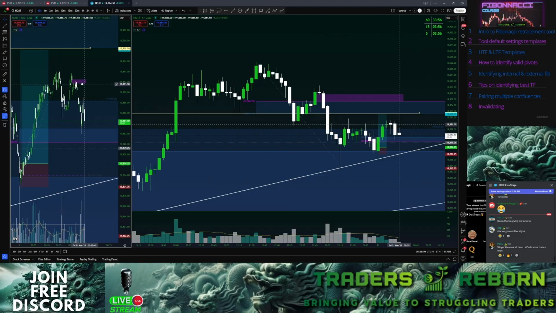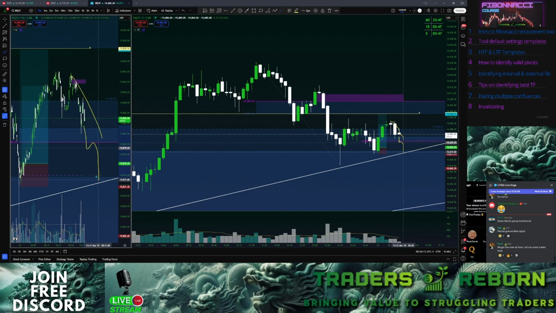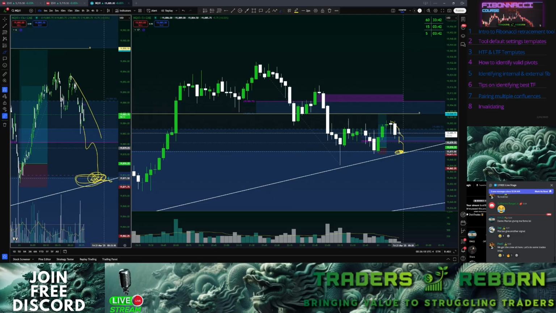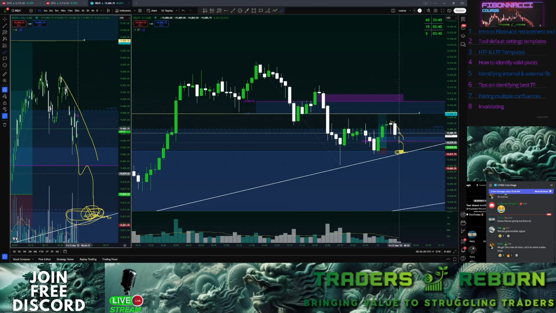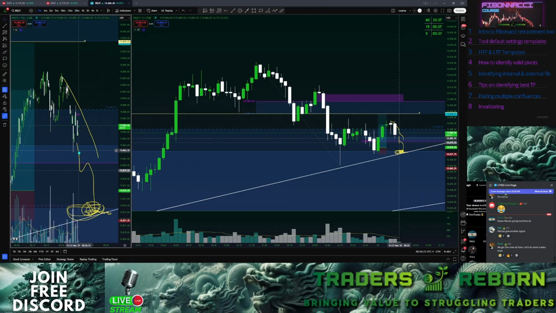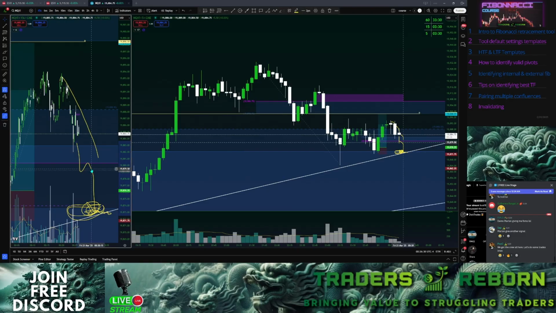Now, if it gets below this area here, what is it going to do? The same thing it does on any higher time frame fib. It's going to do this and come back down to the true day open, which aligns with your trend line here. And this is also aligning with what we're teaching right now, which is identifying internal and external fib. We're working with fibs inside of that 5-minute time frame now.